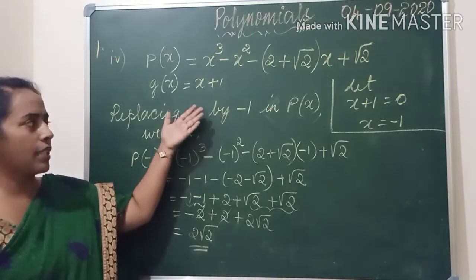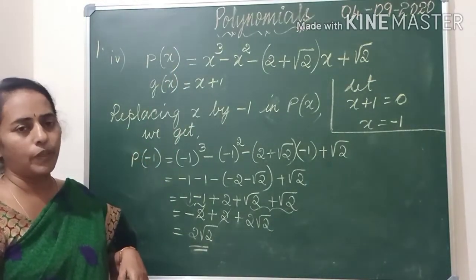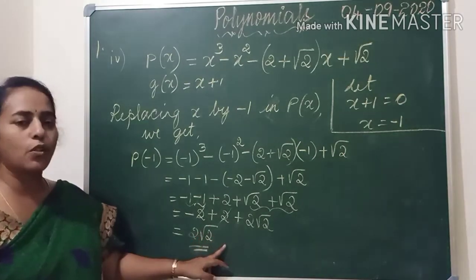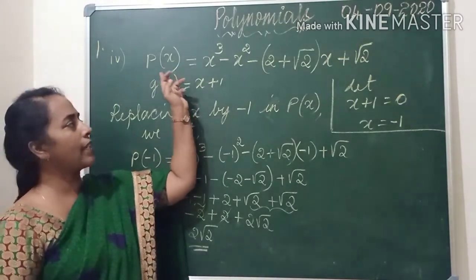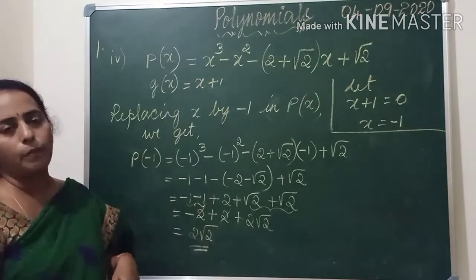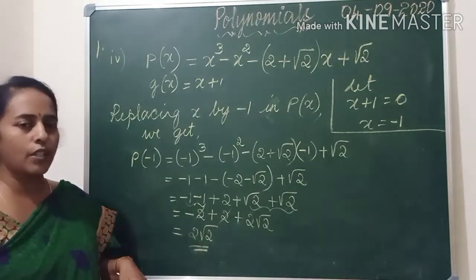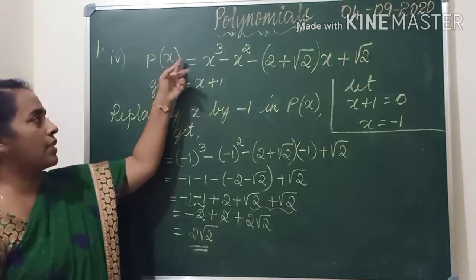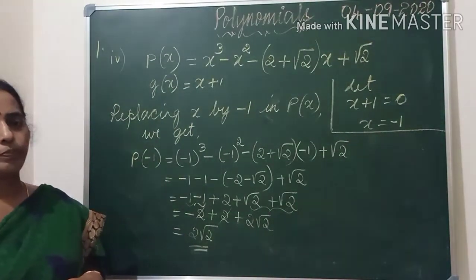Now tell me whether x plus 1 is a factor of p of x? No, because the remainder is not equal to 0. Therefore, x plus 1 is not a factor of the given polynomial p of x. You have to write the reason. Since the remainder is not equal to 0, g of x is not a factor of p of x.